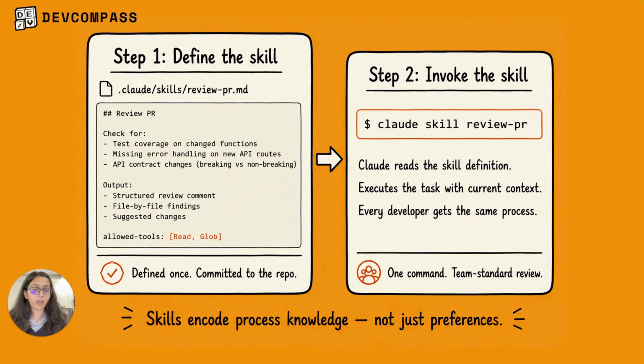The second part is to invoke the skill. One command in the terminal: claude skill review-pr. It will read the skill definition and execute it with the current context. Every developer who invokes this skill gets the same review process, not their personal idea of what a review should cover, but a very team-defined standard.